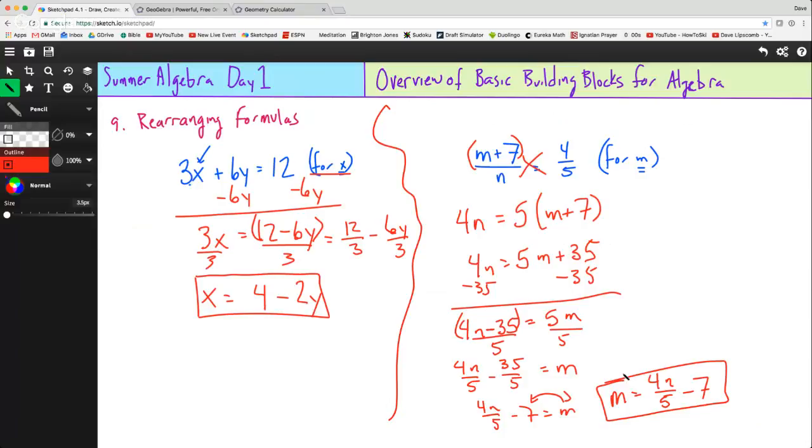So that's rearranging formulas. That was very quick. Again, there's a lot of practice you can do. We did some practice in class, and you should do some practice at home if this is something that you struggle with. This is something you do a lot of in algebra, especially when you start graphing linear equations. So this is something you should be quite comfortable with.